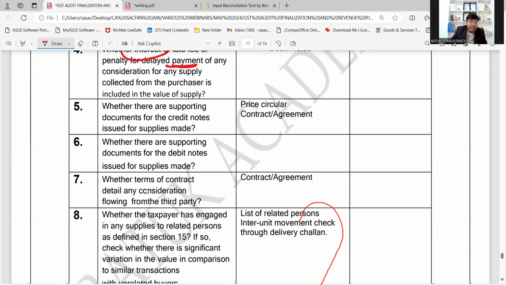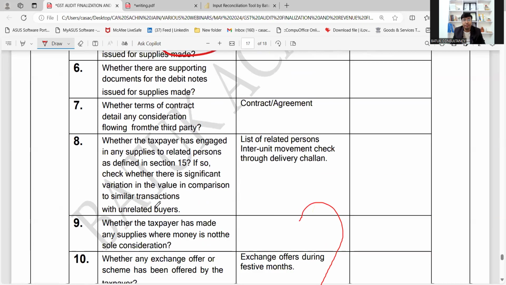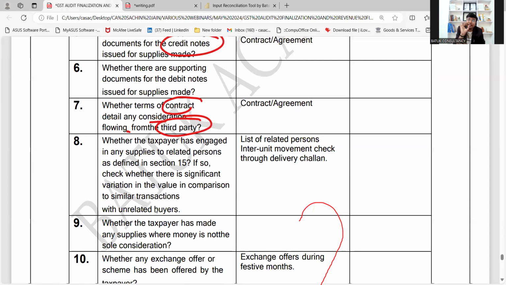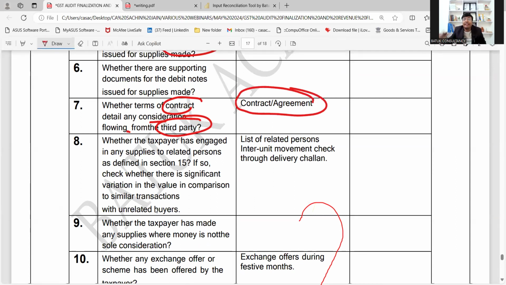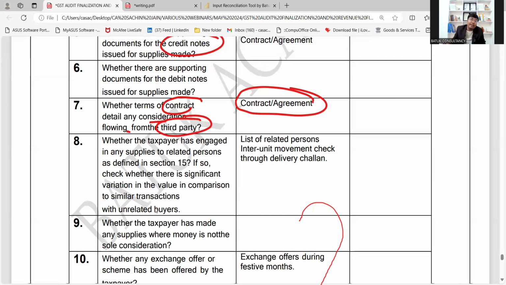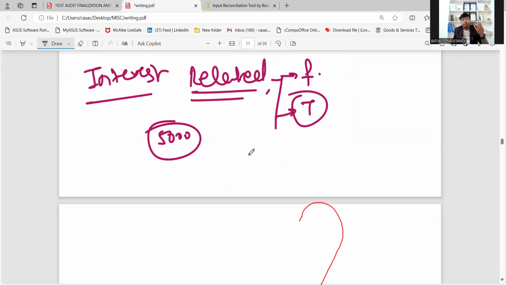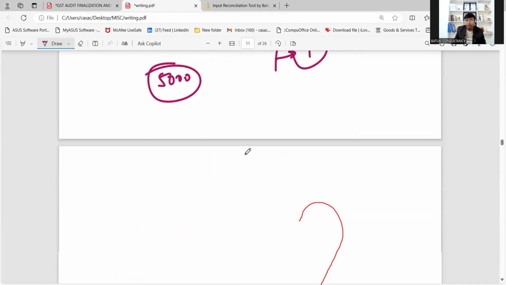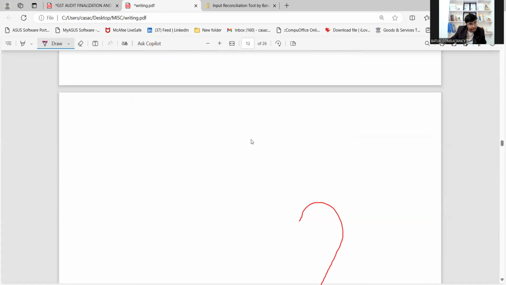Whether supporting documents are available for the credit notes, we have already discussed. For the debit note, we also need to check whether the terms of the credit contract detail any consideration flowing from a third party. If there is any consideration from a third party, there is a requirement of a contract and agreement. Without a contract and agreement, we are not going to entertain that this payment is received from that particular person.